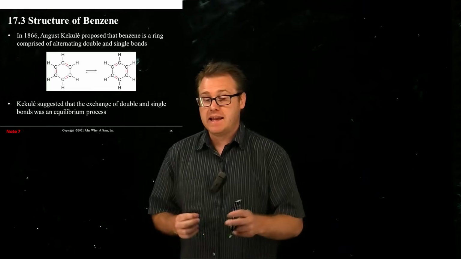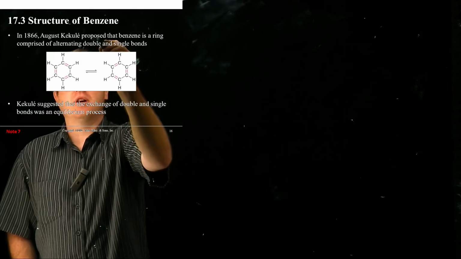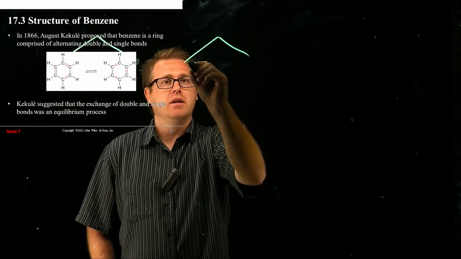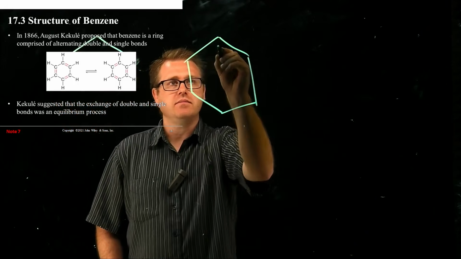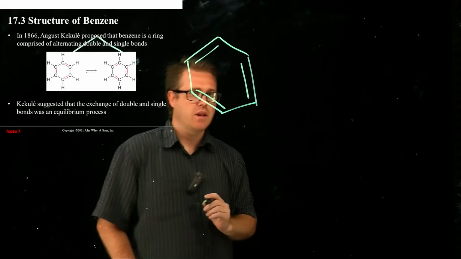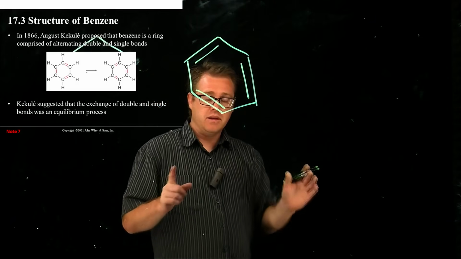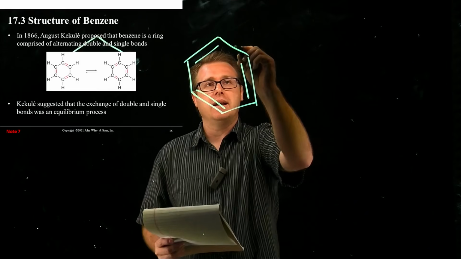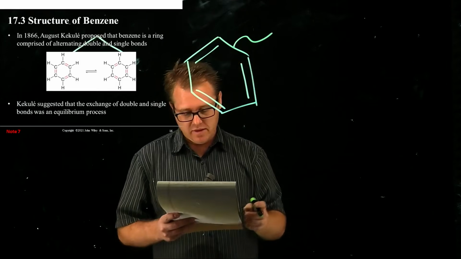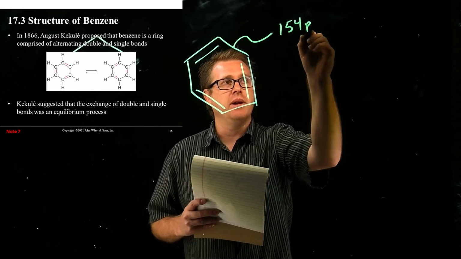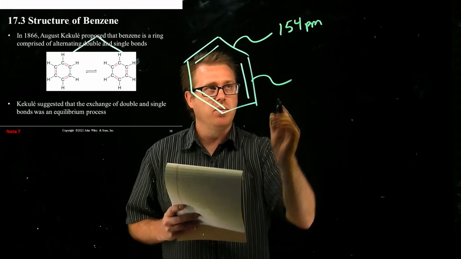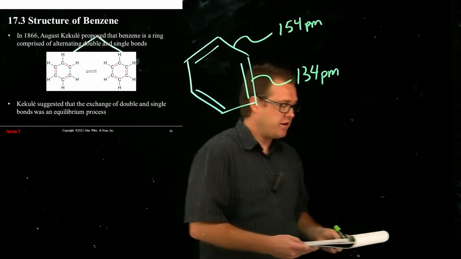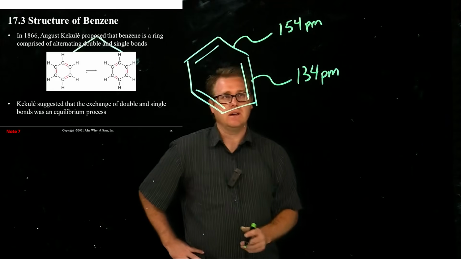Now, if that was the case, if I draw benzene here, if this was an equilibrium process, what we would observe is that a single bond would have a length of 154 picometers, and a double bond would have a bond length of 134 picometers.